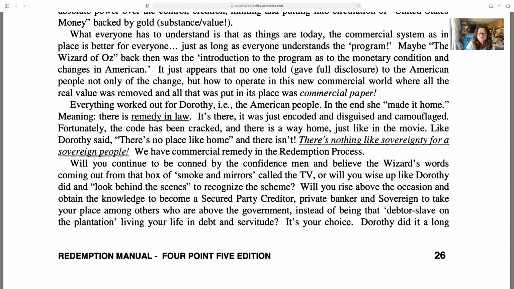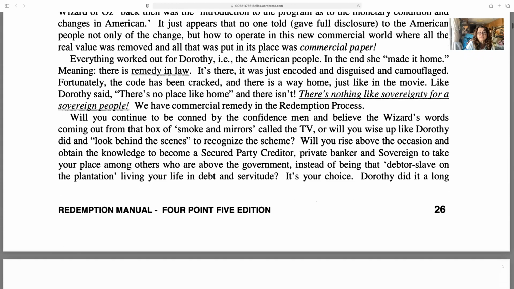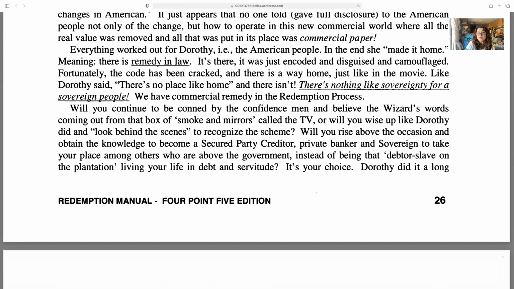We have commercial remedy in the redemption process. Will you continue to be conned by the confidence man and believe the wizard's words coming out from that box of smoke and mirrors called the TV? Or will you wise up like Dorothy did and look behind the scenes? Actually, it was kind of her dog that exposed it. And she just said, oh, Toto. And she kind of fell into that.